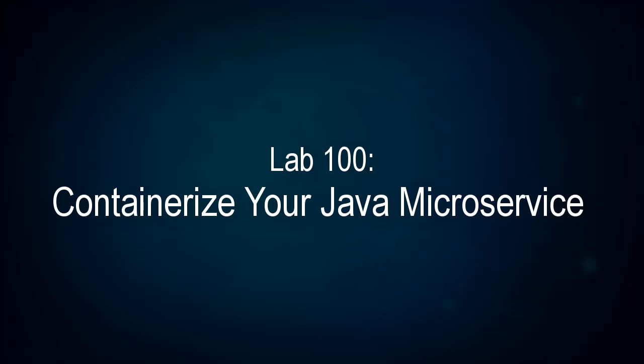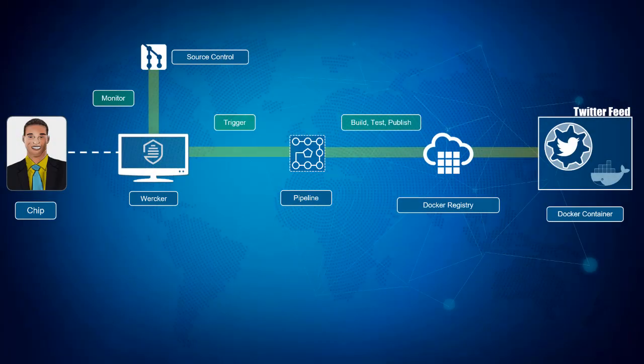All right, everyone, welcome to Lab 100 of the Container Native Application Development Workshop. In this lab, we're going to containerize our first Java microservice. To do this, we're going to assume the persona of our DevOps engineer, Chip. Chip's going to do a couple things in this lab.